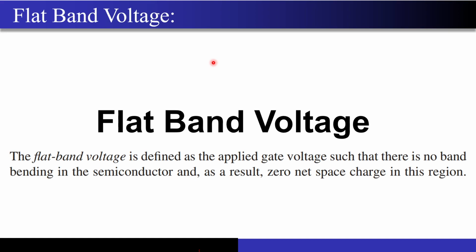So to cancel that bending, we have to apply a certain voltage at the gate of the metal, so that the bending gets cancelled out. And the magnitude of the voltage that you apply at the gate of the metal to cancel out that bending is called your flat band voltage, right? And this is what has been mentioned in Donald Neamen's book as well. As a result, zero net space charge in this region.